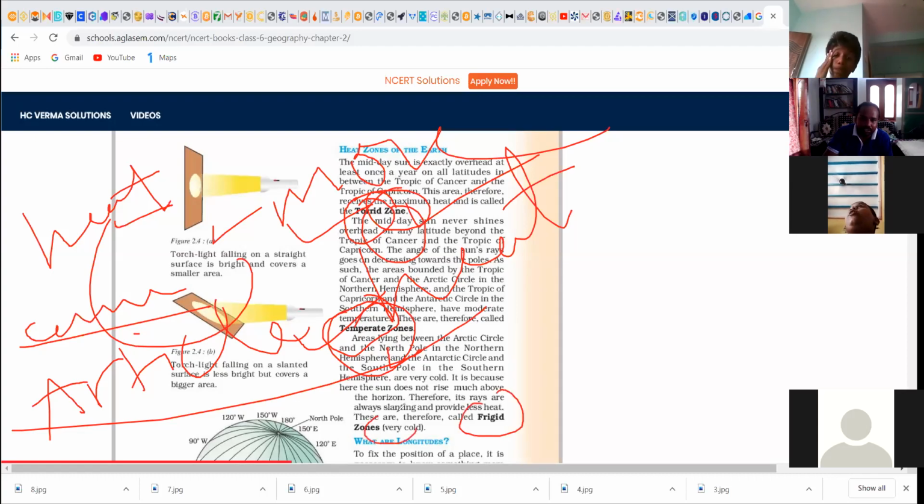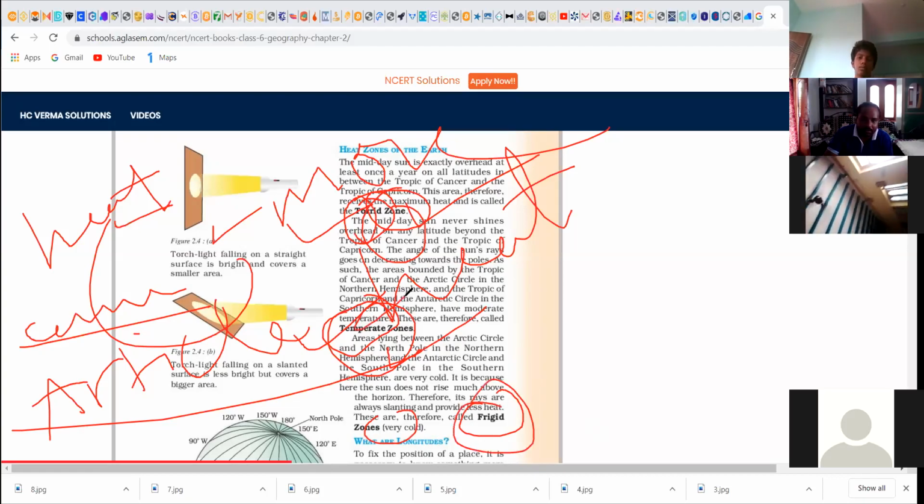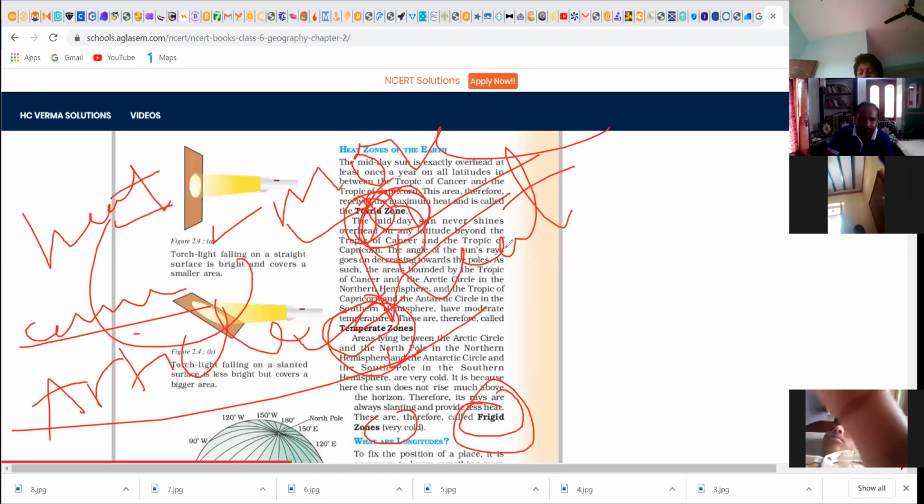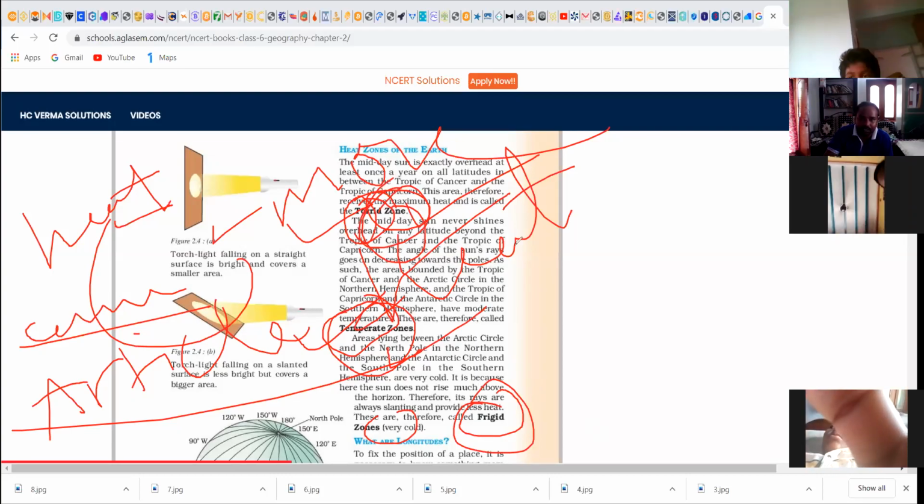So temperate zone, frigid zone, and torrid zone. So three regions are there. When compared to the frigid zone, in the temperate zone to some extent heat is there. Okay, there will be some heat. The torrid zone has the highest temperature.